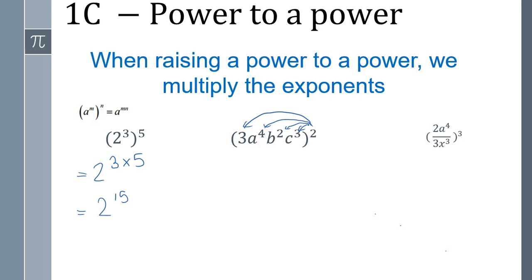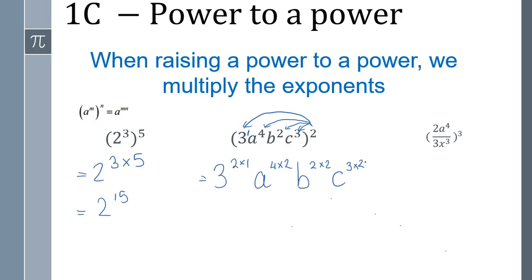The trick with this one is the 3 here is by itself. If a number or letter is by itself, we just put a little imaginary 1. So 3 is the same as 3 to the power of 1. And that makes it a bit easier for us to decide what to do. So we go 2 times 1, so it'll be 3 to the power of 2 times 1. So it's not 3 times 2, it's 3 to the power of 2. So just remember that one. Our A's are going to be to the power of 4 times 2. B is going to be to the power of 2 times 2. And C is going to be to the power of 3 times 2.